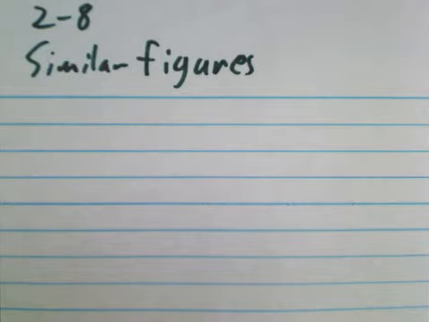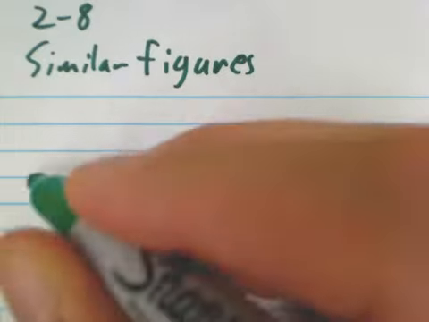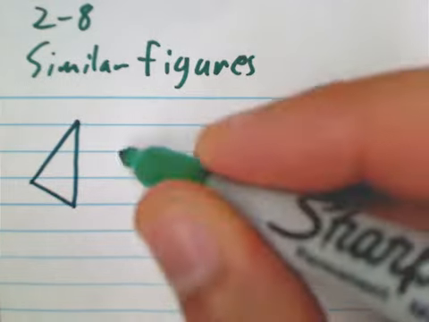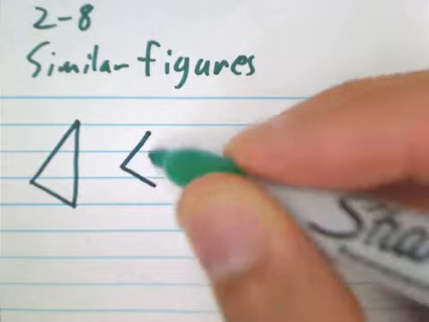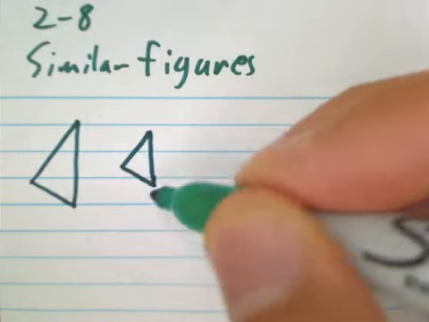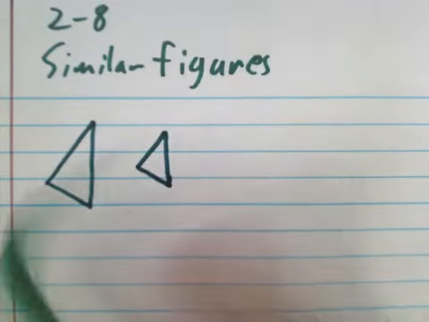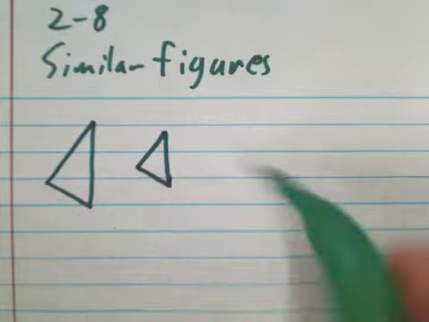Similar figures are basically just proportions. So let's do a quick example here. I'm going to draw two triangles, and they're similar because it's like I went to a program and said, make this bigger, or make this smaller. One's just a little bigger than the other, but it's a copy of the same thing. All the proportions are the same. The shape is exactly the same, but the size is different.